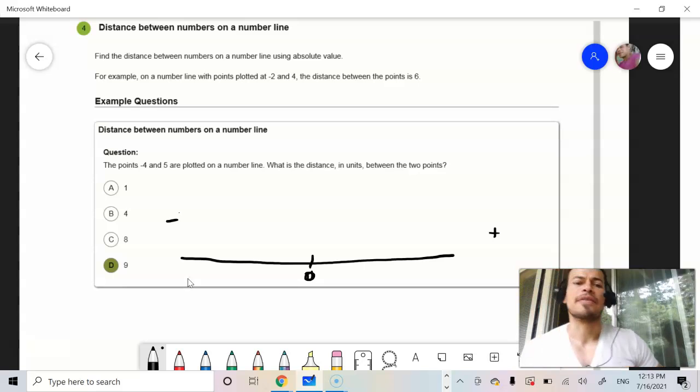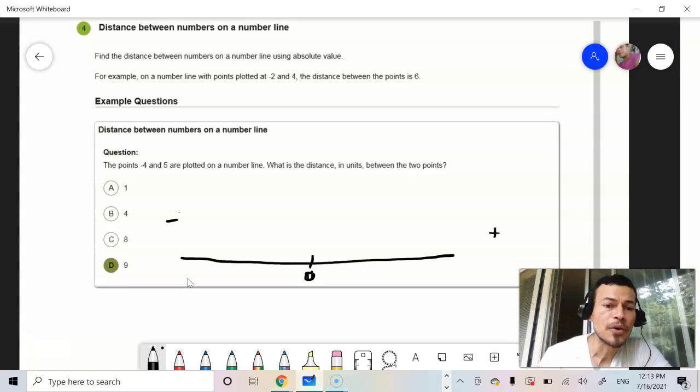Now, the problem says the points -4 and 5 are plotted on a number line. What is the distance in units between the 2 points? Okay, well, let's plot the points. So we have -4, so we have 0 here. To the left, we have the negative numbers. So we got -1, -2, -3. We got -4 over here.